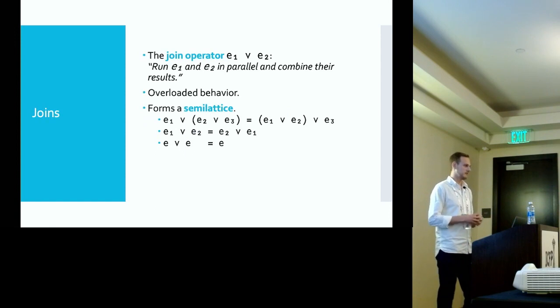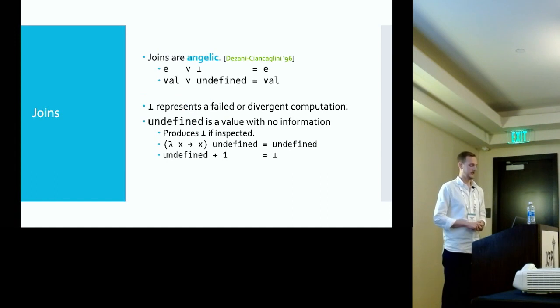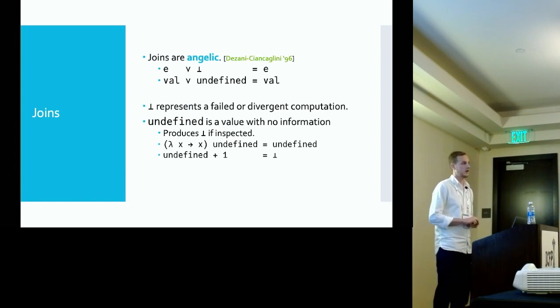It takes two programs, and it runs them both in parallel, and it then merges their results somehow. What exactly that merge is depends on the exact kind of data you're working with. It's overloaded. But the important thing is that join here forms a semilattice. So this operation is associative, it's commutative, and it's idempotent. And there's one more property that joins have, and that's that they're angelic. So the idea here is that a join should succeed as long as at least one of its inputs succeeded.